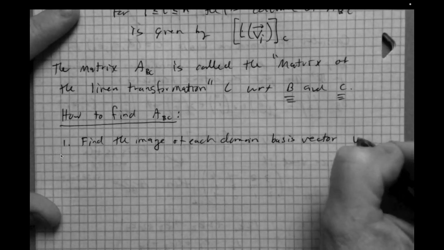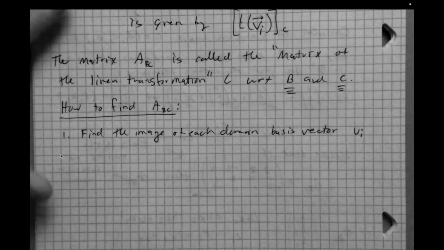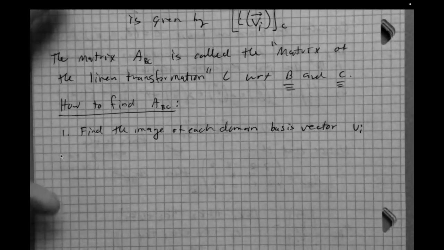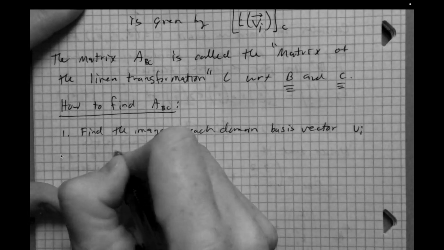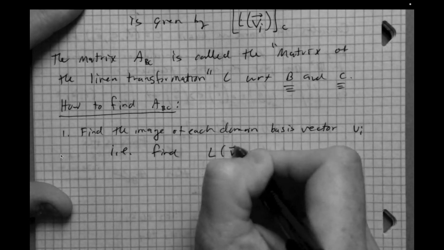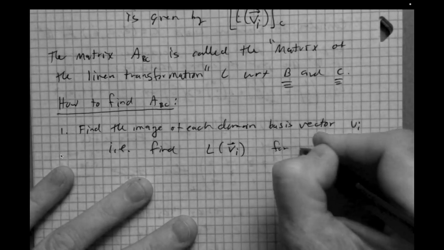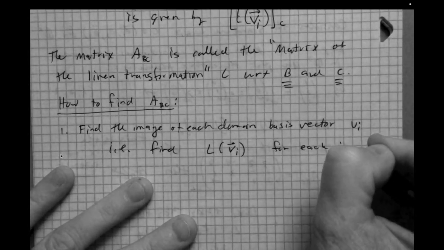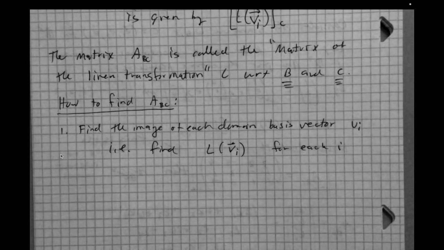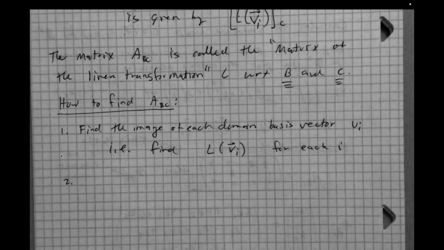Domain basis vector vi. All that basically means is apply the linear transformation to each basis vector in the domain, i.e., find L of vi for each i. That's the first thing. You'll basically transform each of your domain basis vectors under L.